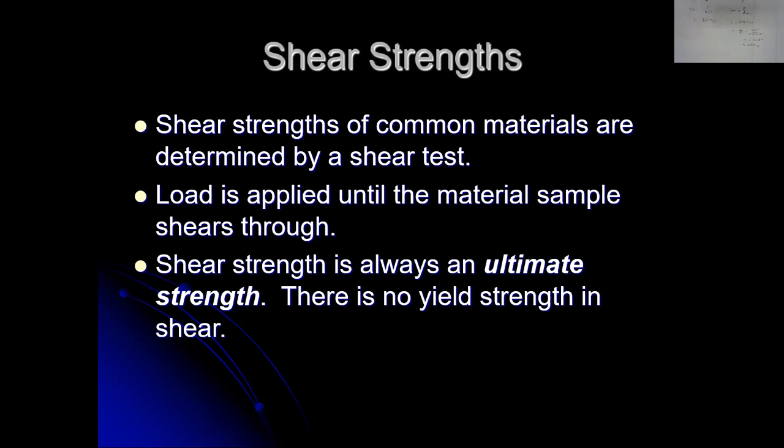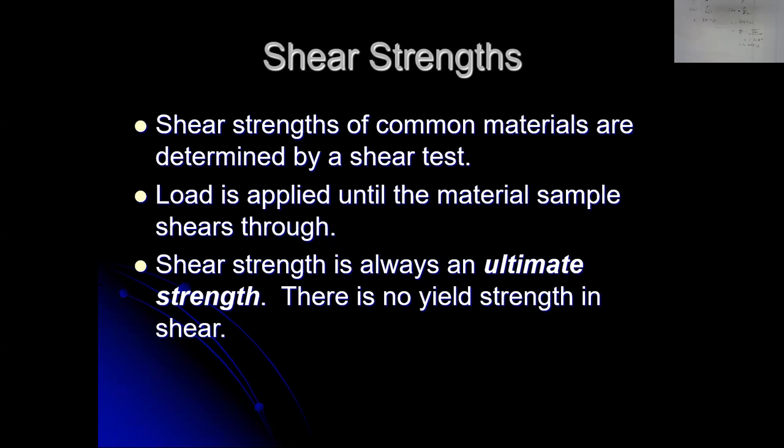For example, for aluminum 6061 T6, the tensile strength, the ultimate strength in tension, is 38 KSI. In shear, it's only 27 KSI. For titanium, in tension, 170 KSI ultimate. Shear strength is 100 KSI. So there's less, in this case, there's less shear stress.